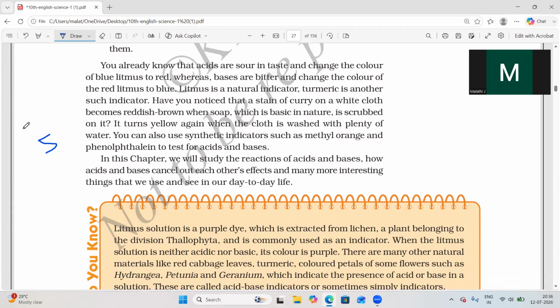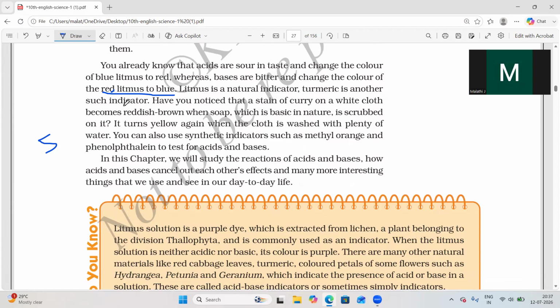Then bases. As we know, bases are bitter in taste and they turn the color of red litmus to blue. So what will you tell as the chemical definition for bases? That is, the substances that give OH minus ions in chemical reactions. Acids give H plus ions, and bases give OH minus ions.